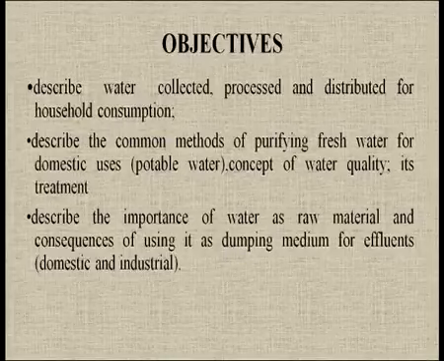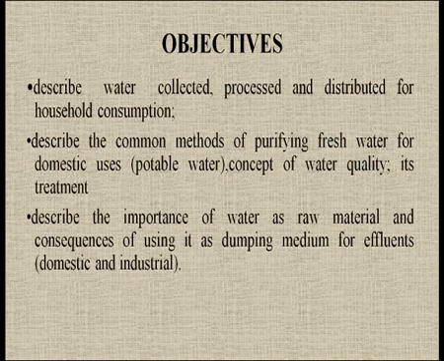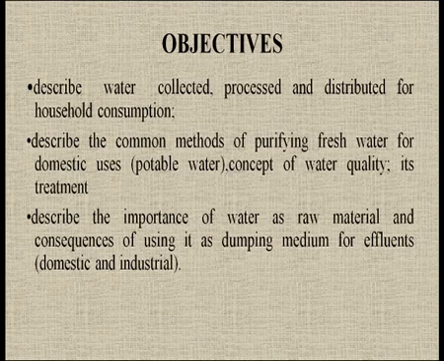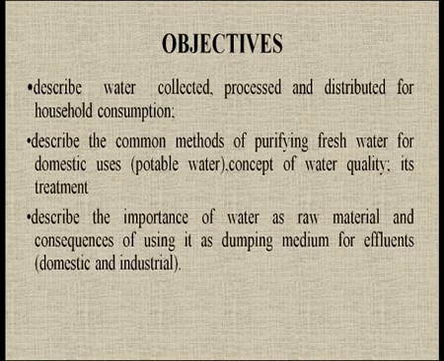So, the objectives are: describe how water is collected, processed and distributed for household consumption; describe the common methods of purifying fresh water for domestic uses; explain the concept of water quality and its treatment; and lastly, describe the importance of water as a raw material and the consequences of using it as a dumping medium for effluents, domestic as well as industrial. So, let us define what is fresh water.